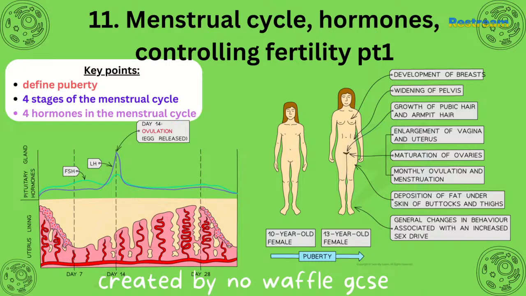Okay. Menstrual cycle, hormones, and controlling fertility, part 1. So, defining puberty. What is puberty? Puberty is when your body, either female or male, starts releasing sex hormones. And what these hormones do is they start triggering secondary sexual characteristics, such as pubic hair, facial hair, growing of breasts, and things like that.